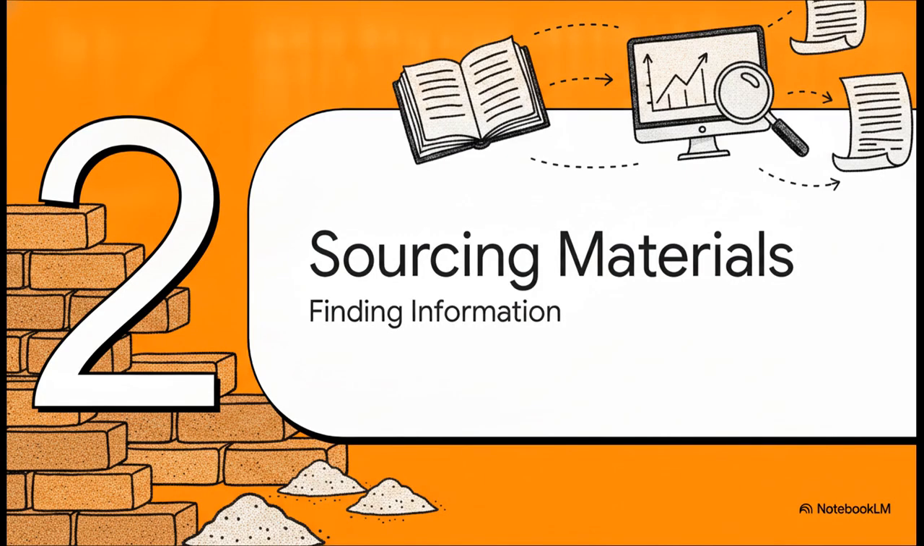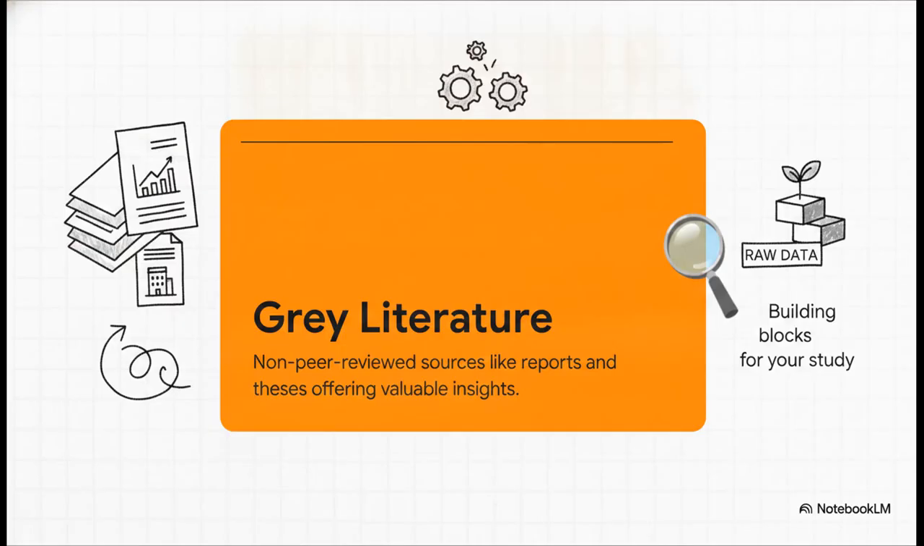Moving on to part 2, sourcing your building materials. We'll start with a kind of unique term you might run into, which is gray literature. This basically refers to non-peer-reviewed sources. We're talking about things like conference papers, government reports, and unpublished documents. Now, while they haven't gone through that traditional academic publishing mill, they are incredibly valuable. They often contain the absolute most current on-the-ground data, highly niche insights, or even preliminary findings that just haven't made it into official journals yet. So gray literature actually provides fantastic, raw building blocks for your study.